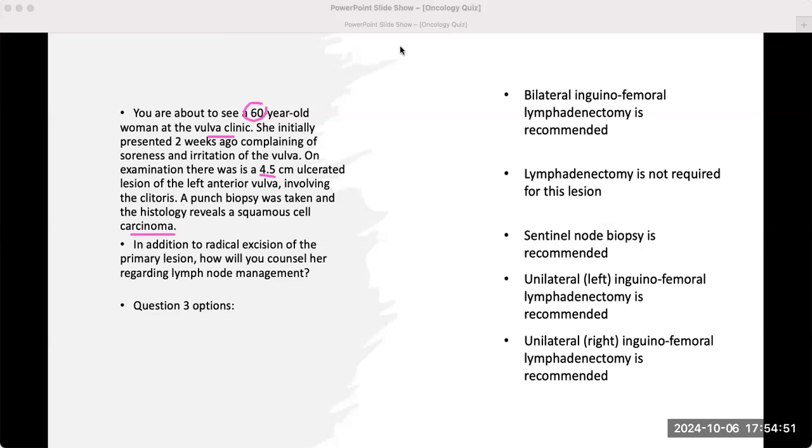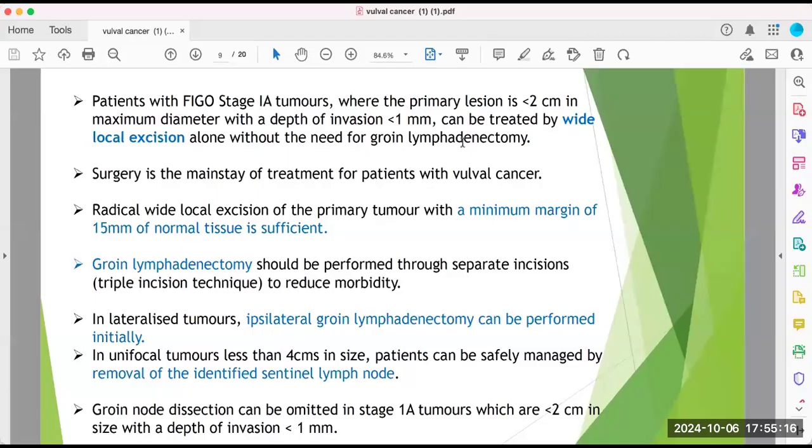That's one thing. So again, a unifocal tumor less than 4 cm in size, the patient can be safely managed by removal of the identified sentinel lymph nodes. So I'm sorry, guys, for those who answered sentinel lymph node, that is not correct. And these are some of the rules of vulval cancer that we are going to go through in a minute. But before we do that, let's see what the best answer is for our question here.